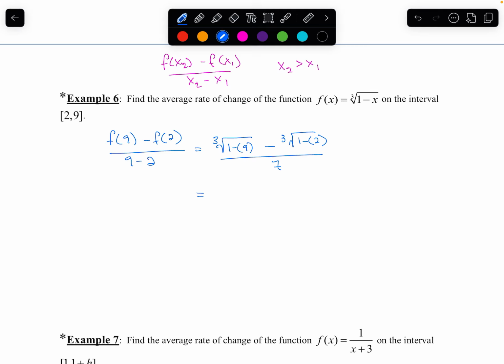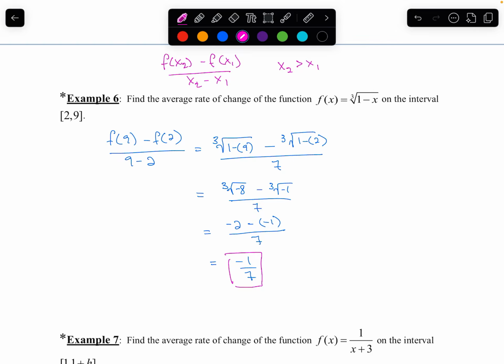Now simplify. So we have here the cube root of negative 8 minus the cube root of negative 1 over 7. So this would be negative 2 minus negative 1 over 7. And so this ends up being negative 1/7.